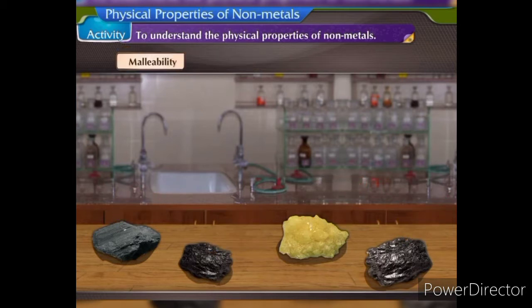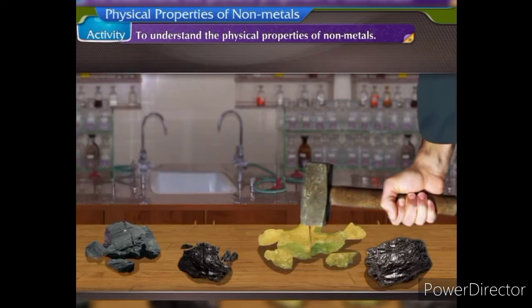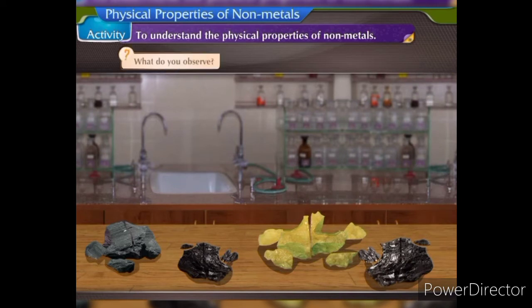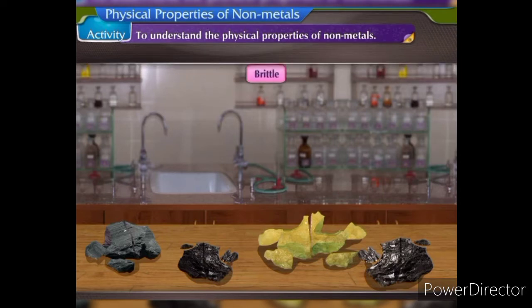Next property is the malleability, ductility and hardness. Hammer the pieces of coal, graphite, sulfur and iodine. What do you observe? All these samples break easily when hammered. They are brittle.